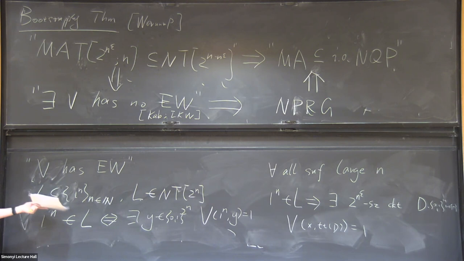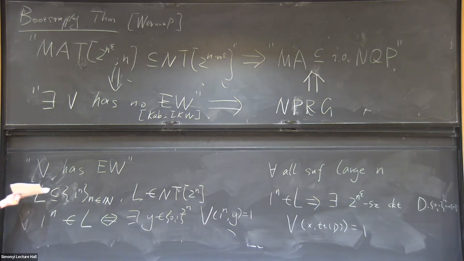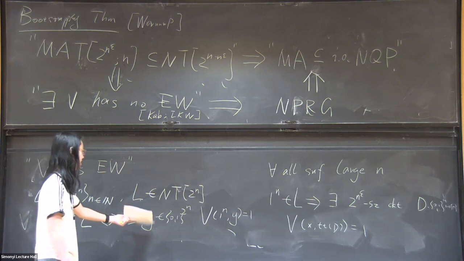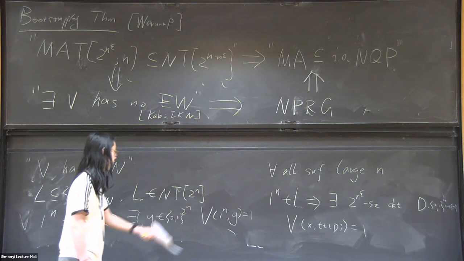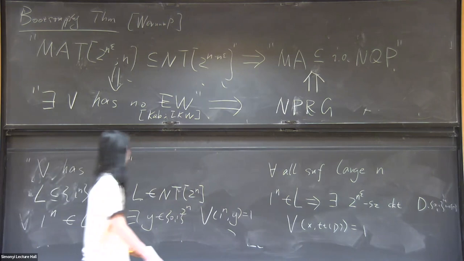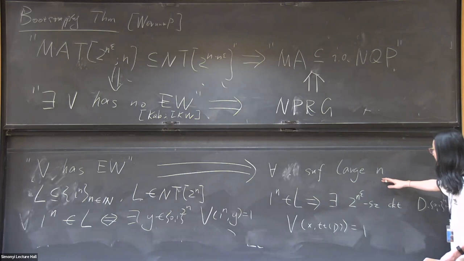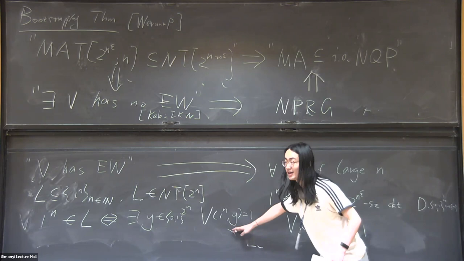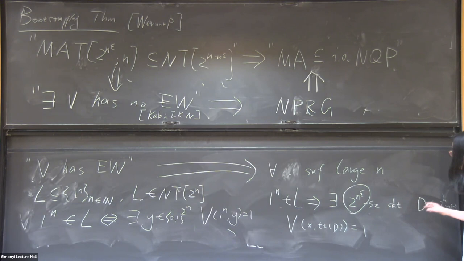Also L is in non-deterministic 2 to the n time, meaning that V is a verifier for L. So 1 to the n is in L if and only if there exists a 2 to the n length string Y, think about Y as the truth table of some n-bit function, such that V accepts Y. When I say V has an easy witness, it means that for all sufficiently large n, if 1 to the n is in L, meaning V accepts some Y, then V must accept the truth table of some small circuit D, of size 2 to the n to the epsilon. This is the statement that V has an easy witness.